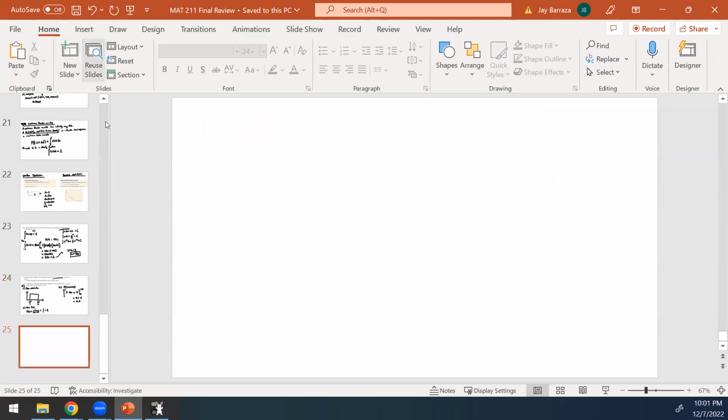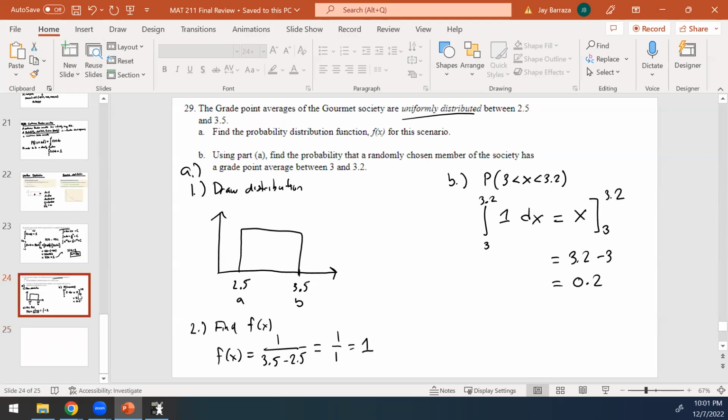Sometimes I think uniform distribution is a little too simple. The simplicity of it is what makes it so challenging. So you have to be careful with that. Okay. Any questions on that? All right.